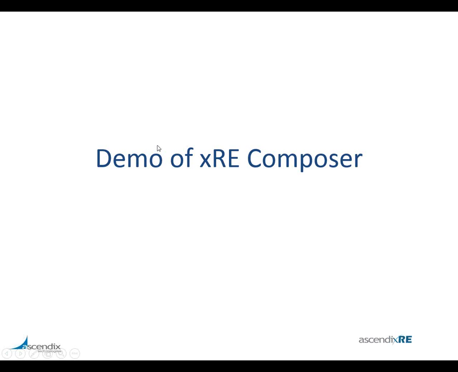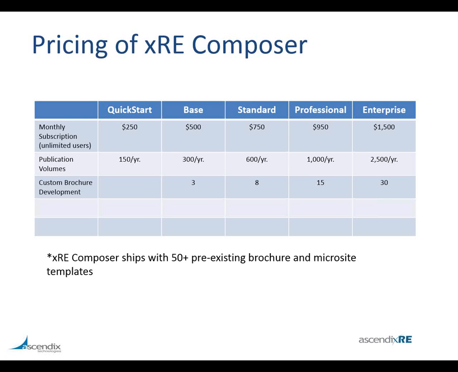So let's get into pricing. This is priced much like some email service providers, where we've got bands of publications. Monthly subscriptions are priced out in those bands. You see the publication volumes there, ranging from 150 a year all the way up to 2,500 a year. And you see the price, it's a monthly price there. The custom brochure development, we actually include the development of packaged brochures in the base standard professional and enterprise. So it gives you a sense for how we're pricing this. And again, as I'd mentioned earlier, you can start from the existing brochures to really get you to market quickly.